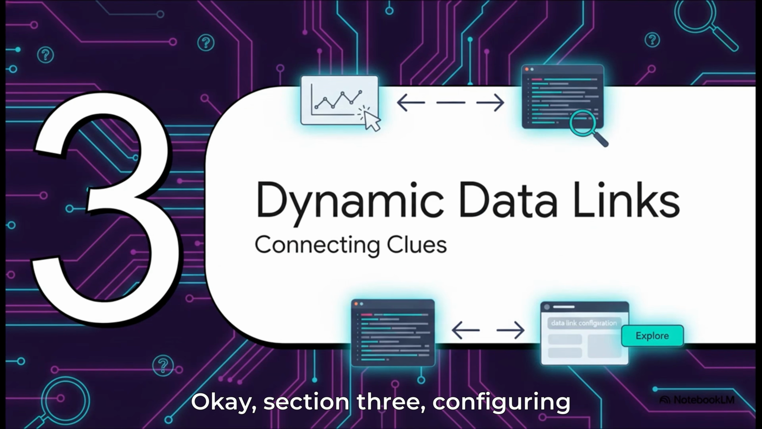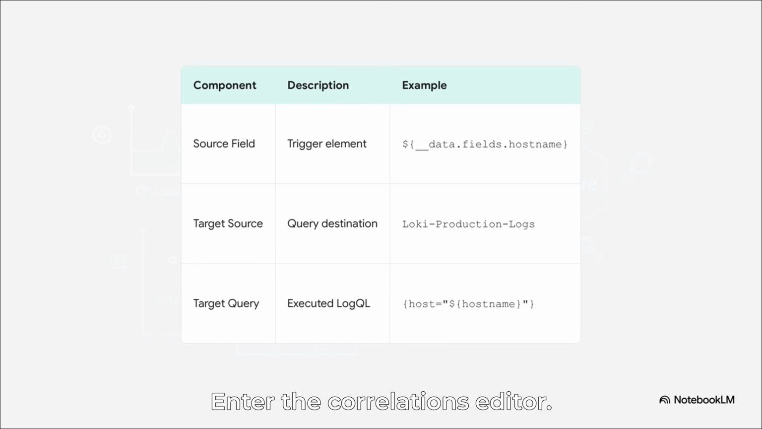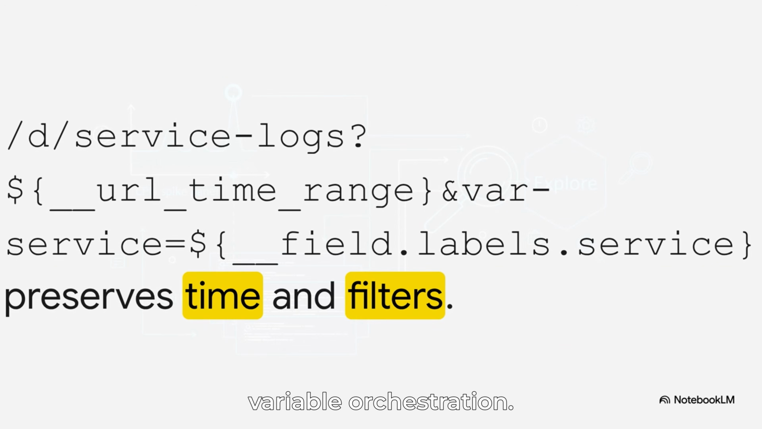Okay, section 3, configuring dynamic data links, connecting the clues dynamically. Enter the correlations editor. This lets you define permanent, context-aware links. You simply map a source field, like a hostname, using a variable syntax like the one shown here. Then you set your target data source to Loki, and the target query automatically injects that hostname straight into the LogQL. You're literally turning your metrics into clickable buttons that hunt down the matching logs for you. It's a total game changer. And that brings us to variable orchestration.